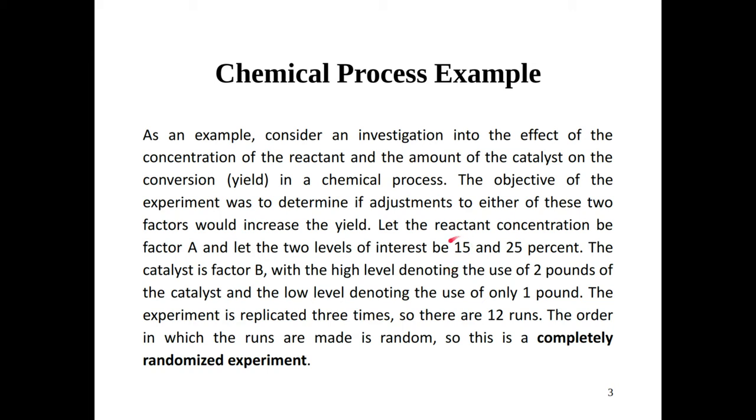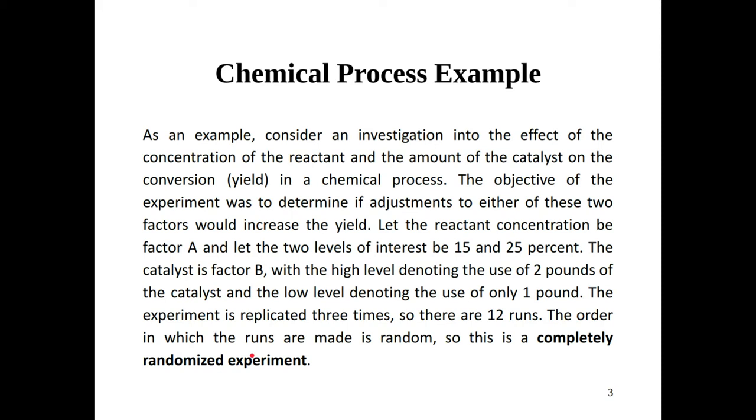So there are four unique experiments. One is at low level of A and low level of B. Another one, low level of A, high level of B. Then high level of A, low level of B, and high level of A and high level of B. So four unique experiments we can perform, and we are going to replicate the experiment three times at each combination. So there are a total of 4 times 3, 12 experiments, 12 runs.